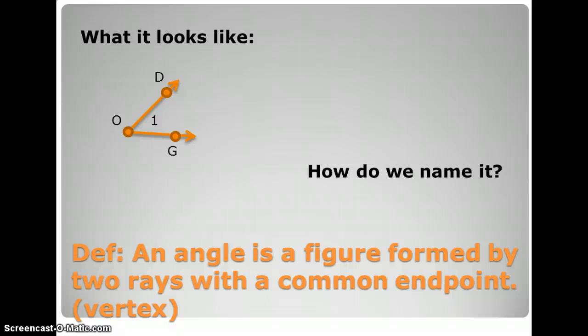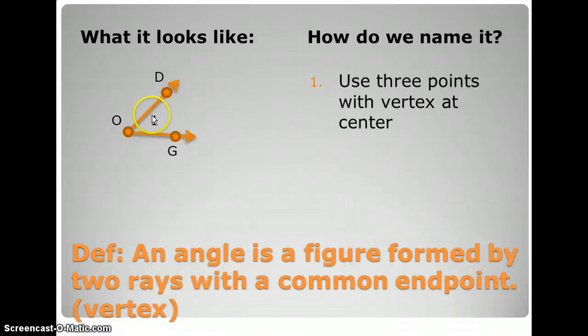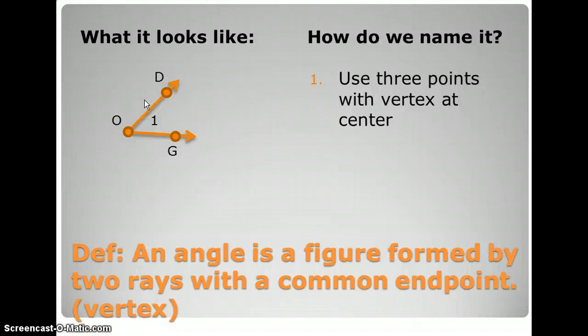So the way to name an angle, we've actually got 3 different ways we can do it. So one option is to use 3 points with a vertex at the center. Another option is to just use the vertex. And I want to caution you on this, you can only use this when it's very specific which angle you're talking about. If there's 4 different angles that have an O as the vertex, you cannot call it angle O. I don't know which of the 4 you're talking about.